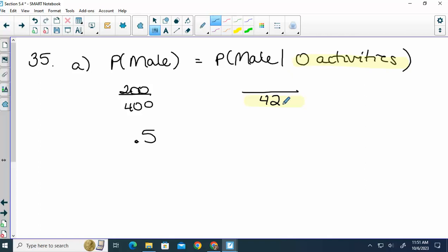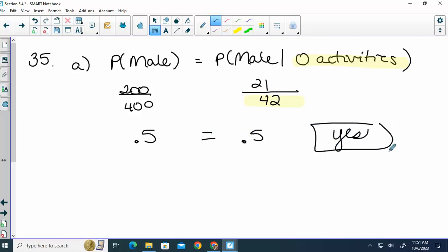When we know a condition, that's all we are looking at. So I'm only looking at that column that has zero activities. So there were 42 total. How many of those were male? So we get 0.5. Those are the same, so that means yes, those are independent. Because even if I know they didn't have any activities, it did not change the probability of being a male.